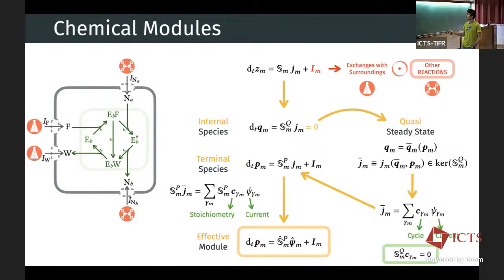So the C's will also depend on the external fluxes, right? The psi. The C's are just vectors, the right null vectors of the stoichiometric matrix. So they are independent. The psi depend on the concentration of the terminal species. They are the currents. And now I'll show you how to compute them.